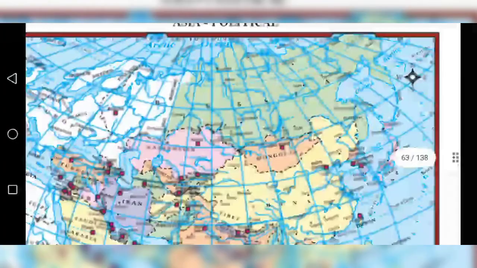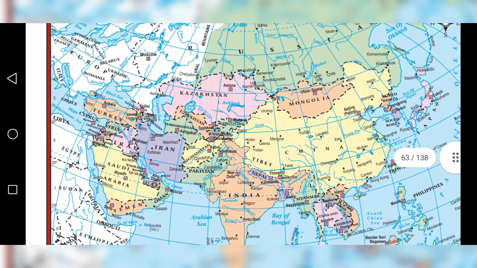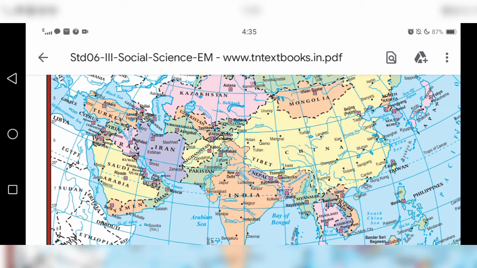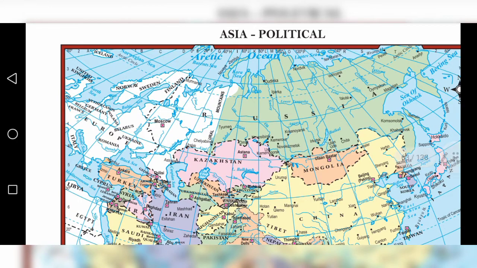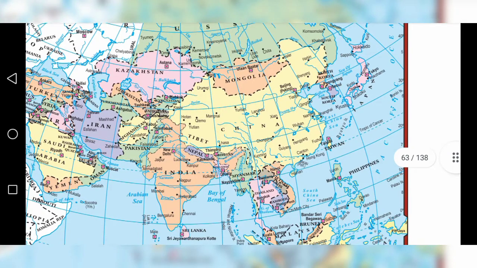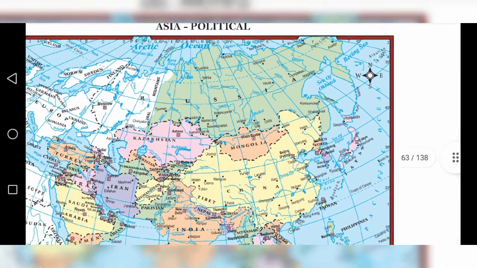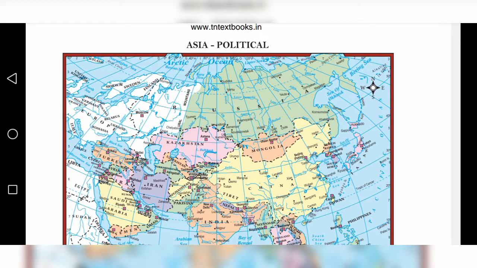So these are the countries. Different colors, no? Each color denotes a different country. Russia, Kazakhstan, Mongolia, Iran, Iraq, Saudi Arabia, India, and so many countries are present. Turkey, Syria, okay, here Thailand, Myanmar, China, and so many countries are present. So totally 48 countries are present in the continent of Asia.